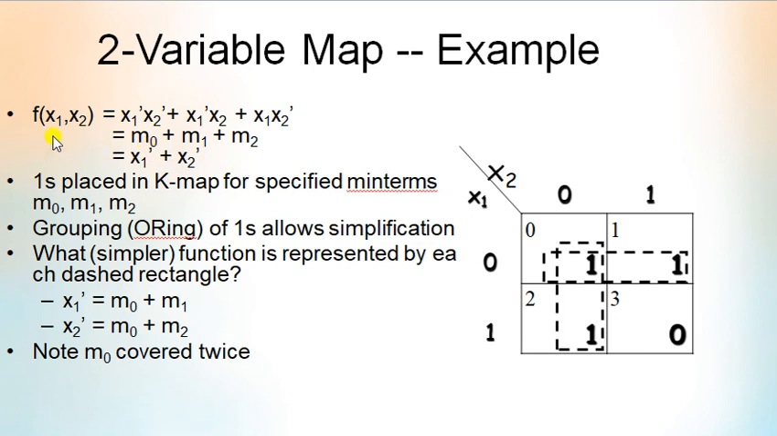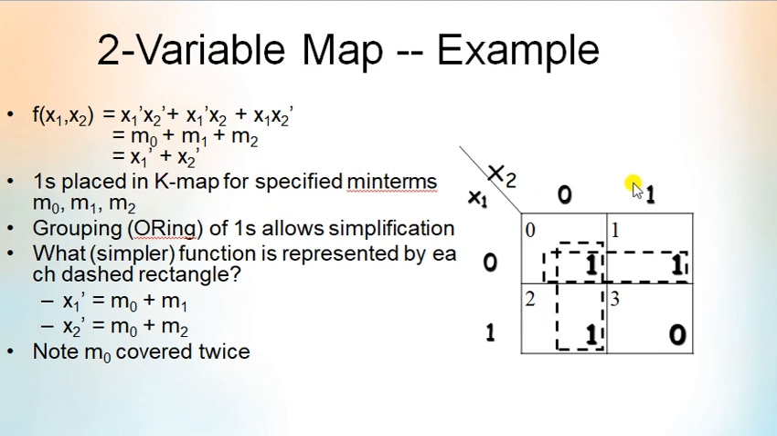Consider this example. F of x1, x2 is equal to x1 bar x2 bar plus x1 bar x2 plus x1 x2 bar. Here we use two variables, x1 and x2, so we have to use a two-variable Kmap for simplifying this expression. We can represent this expression in terms of minterms like this: m0 plus m1 plus m2, and we can represent these minterms in the Kmap.